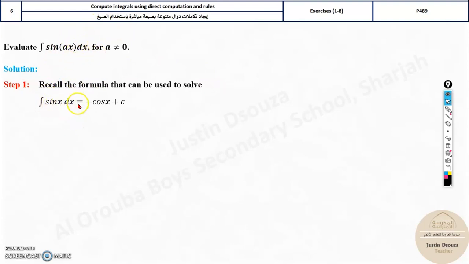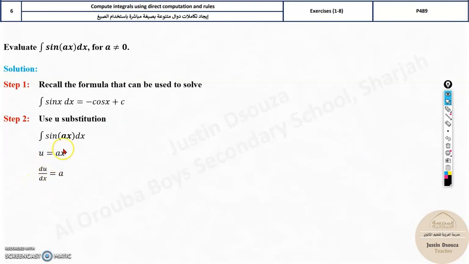We know the integral of sine x dx is minus cos x plus c. But we cannot use it directly because, look carefully, we don't have just x. If it was only x, we could use this formula, but we have a constant with it, that is ax. So what do we do now? We need to do u substitution. There are two terms and we do not have a formula for two terms. Just substitute u to be ax.